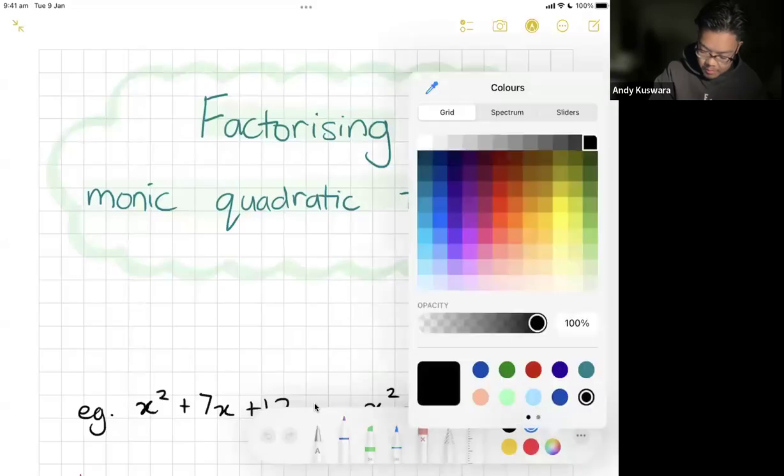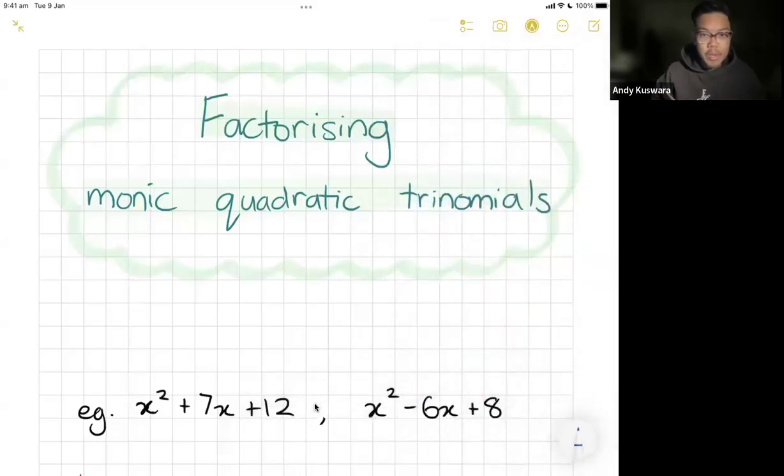All right, let's get into it. So, year 10, we are factorizing monic quadratic trinomials. What in the world are these?